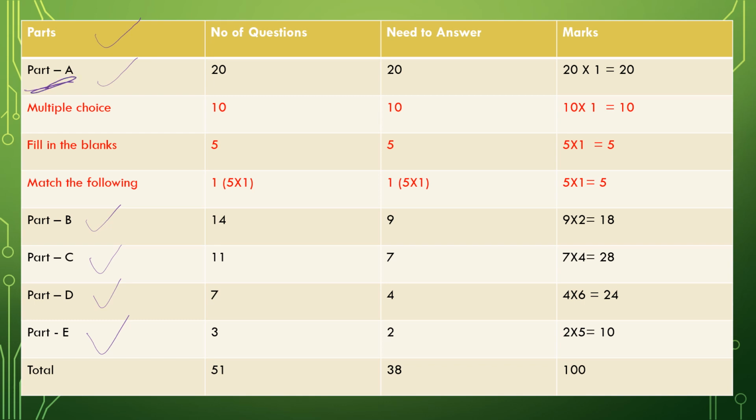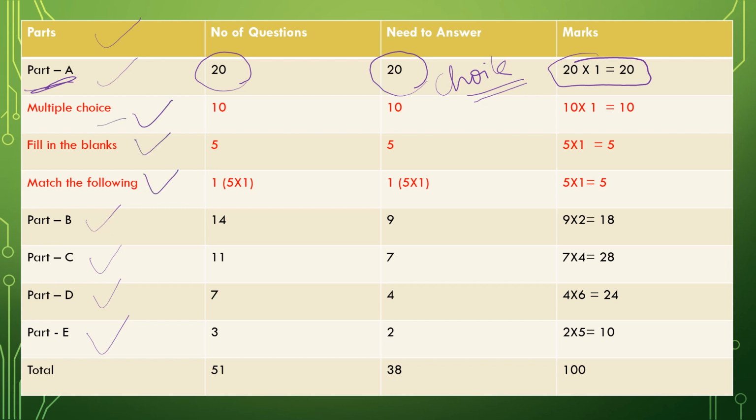Come to part A, where the number of questions will be 20 and you need to answer 20 questions. So 20 into 1, 20 marks. There is no choice at all, so you have to be very clear with respect to 1 mark questions. In part A, they have divided it into 3 divisions. Multiple choice: if we consider the previous paper, only 5 multiple choice were there.